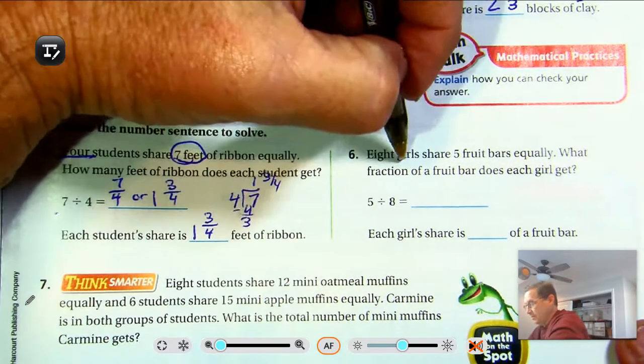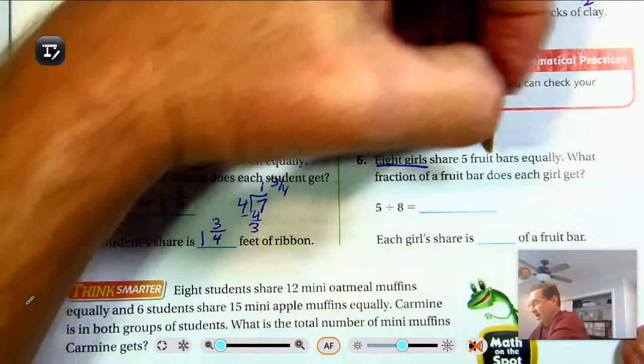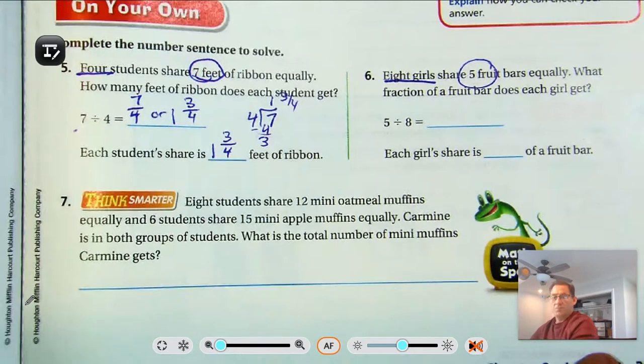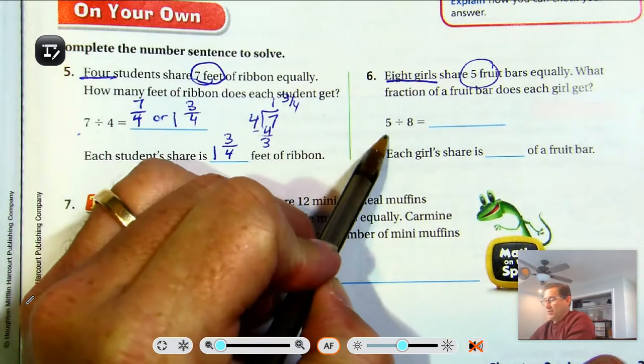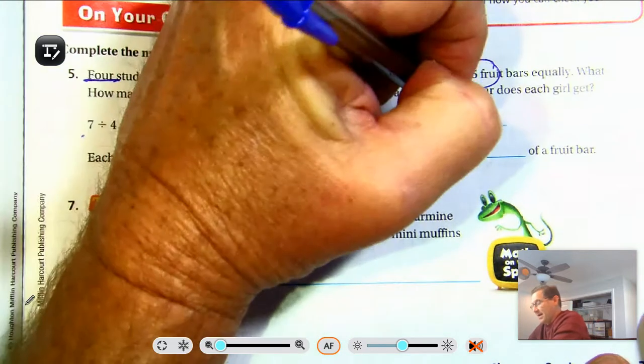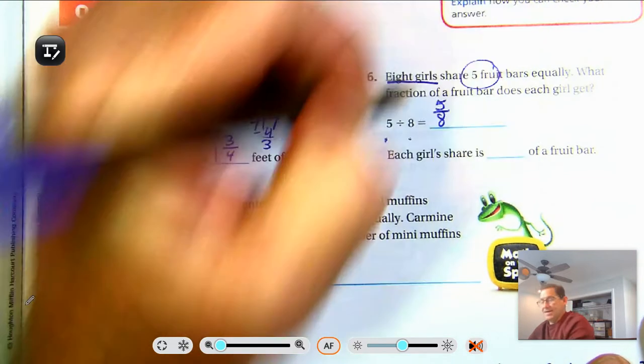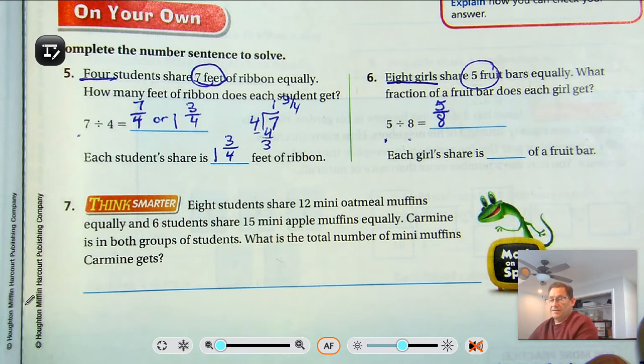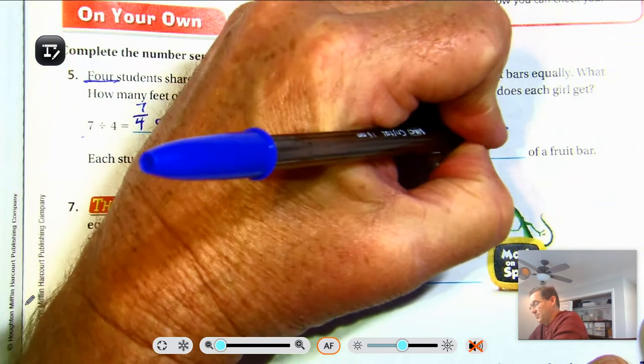Number 6, 8 girls share 5 fruit bars equally. So if we had 5 fruit bars, we'd be sharing it with 8. So we have 5 divided by 8. Well, that's it. That's the answer, 5/8. We can't do anything else with it.